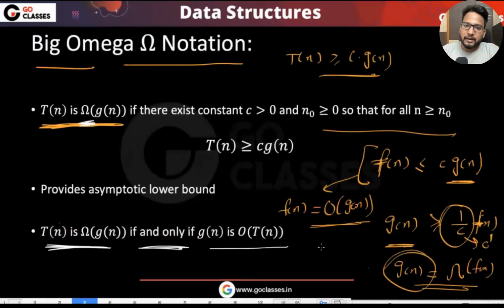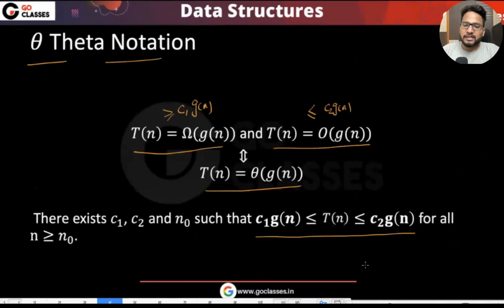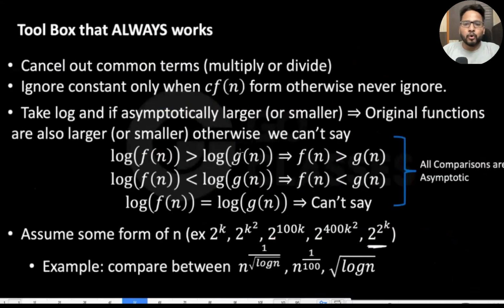Similarly, that is true for big omega, and similarly for theta. And there is one toolbox that we have discussed: if you are taking the log, you have to be careful. If after taking the log the logarithmic functions are asymptotically greater, then the real functions are greater. If after taking the log this is lesser, then the real functions are lesser. But if these are equal, then we can't say anything.